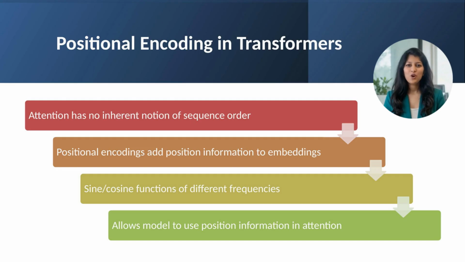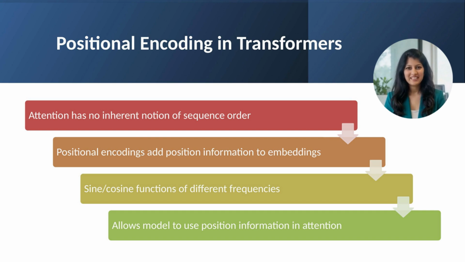Self-attention has a subtle problem. It's permutation invariant. If you shuffle the tokens, attention produces the same result. But language depends critically on word order. Dog bites man and man bites dog have very different meanings despite using the same words. Transformers solve this with positional encodings, vectors added to token embeddings that encode position information.